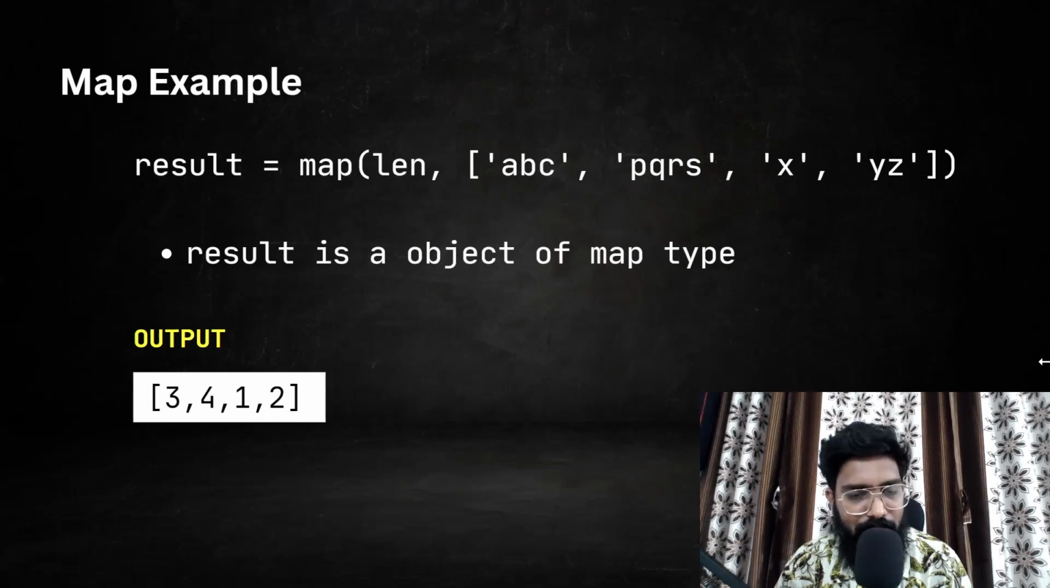Length is also a built-in function which is going to calculate the length of an item. We are passing a list. This list contains the strings ABC, PQRS, X, YZ. This result we have to again convert into a list, tuple or any data type to get the output. So we are going to get 3, 4, 1, 2, where 3 points to ABC, 4 points to PQRS, 1 is pointing to X and 2 is pointing to YZ.